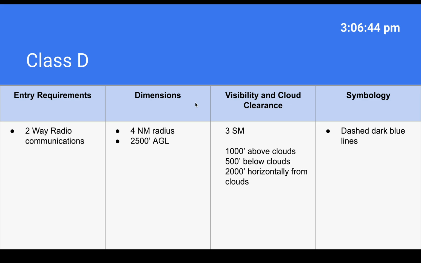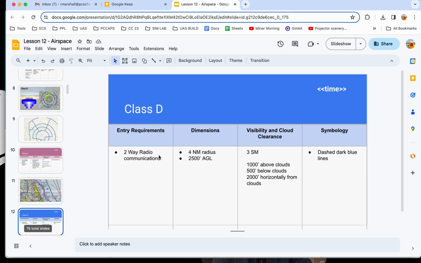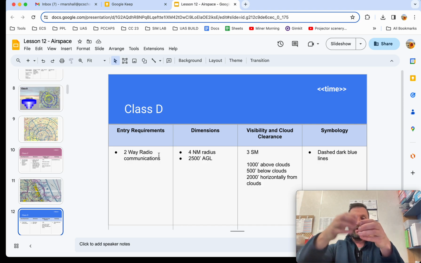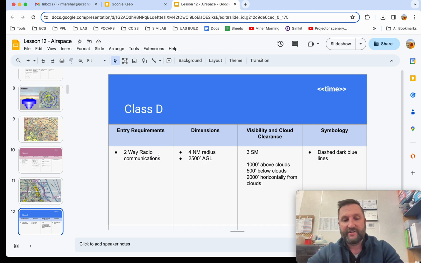And then we have Class D airspace. Two-way radio communications is required. Notice it doesn't say Mode C transponder. It's not required. A lot of Class D airports don't have radar. Then we have dimensions: 4 nautical mile radius, and it only goes up to 2,500 feet AGL. This is a much simpler one. It's just like a little cylinder of airspace sitting around an airport, and goes up to 2,500 feet AGL.